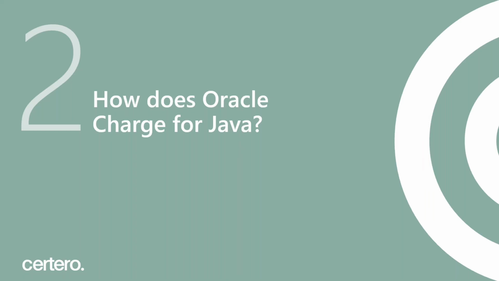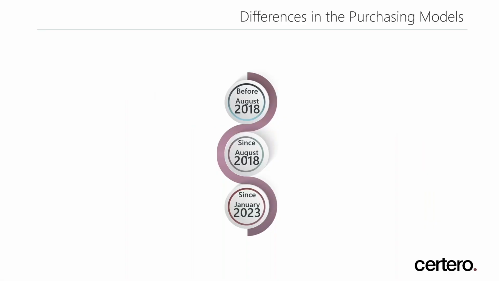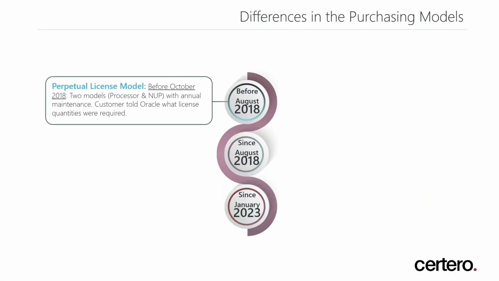Okay, so how does Oracle charge for Java? There are 3 different purchasing models, of which the first one I'm showing you here, the perpetual license model, was in place before 2018. So they had 2 models, Processor and NUP, the Named User Plus. And for those of you who've worked with Oracle Database, predominantly it was exactly the same as database licensing. The only difference was you didn't have to pay for the development environment once the production went live.